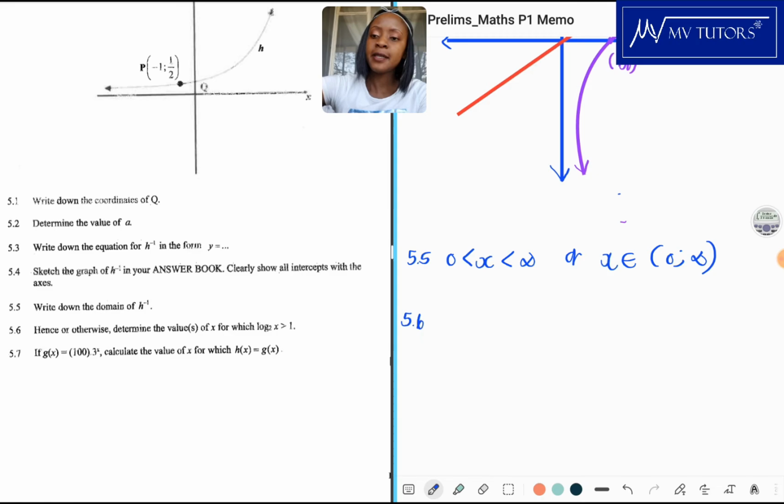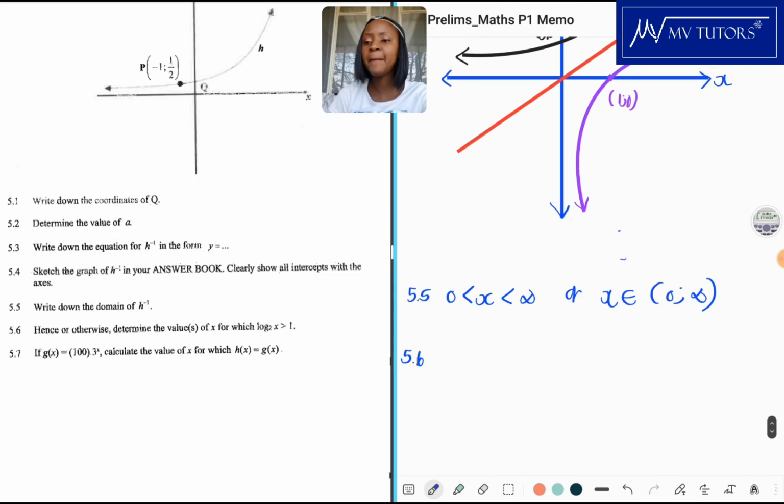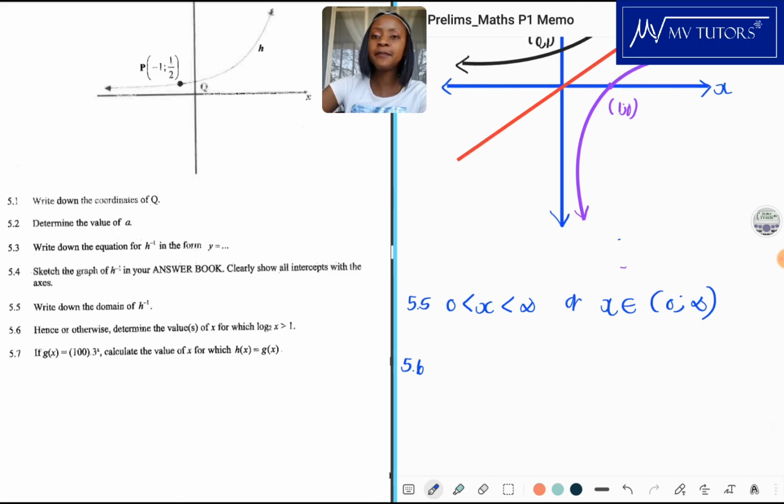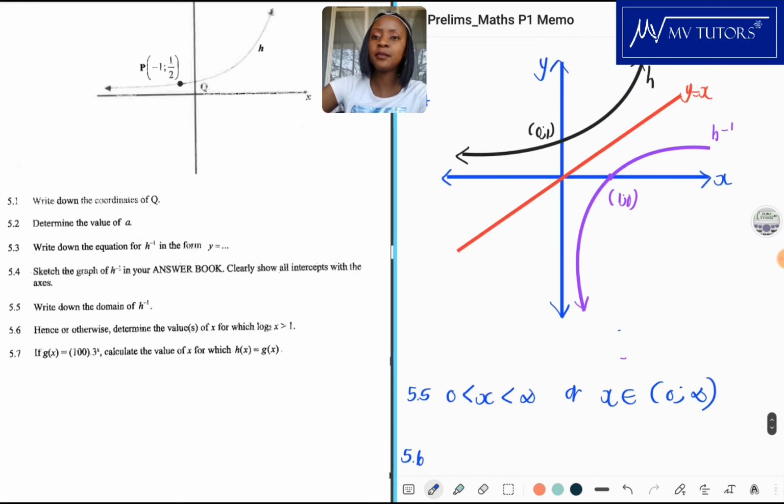Makes sense. 5.6, hence or otherwise, determine the values of x for which log base 2 of x is bigger than 1. So basically, this is where 1 is.